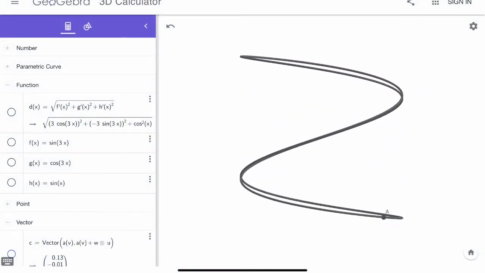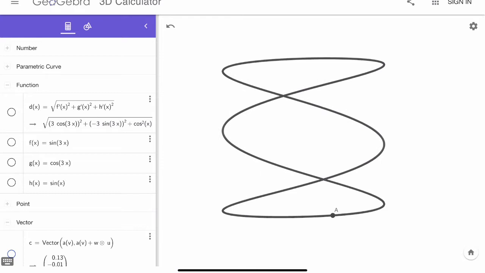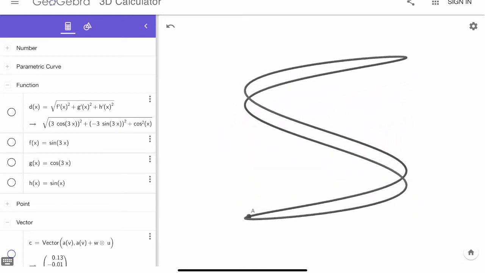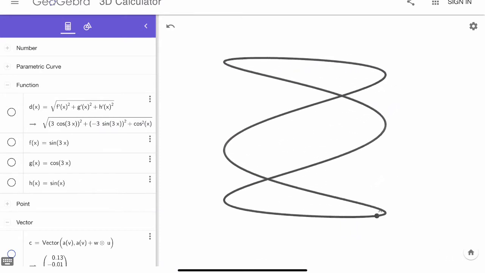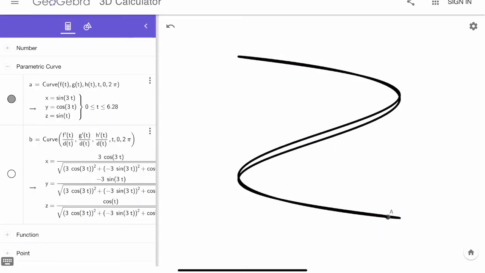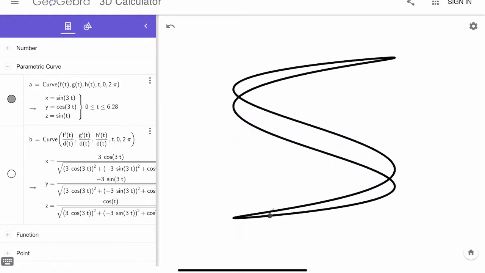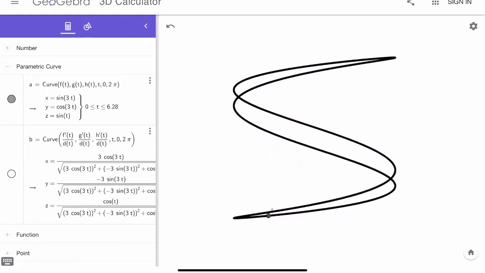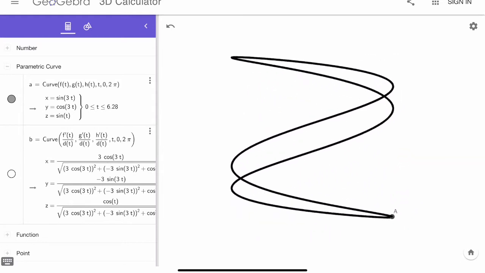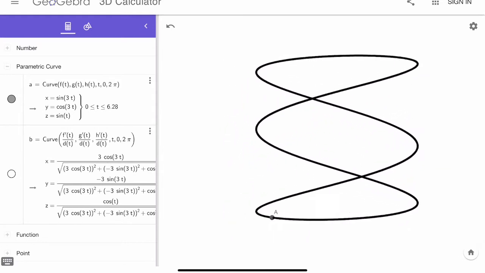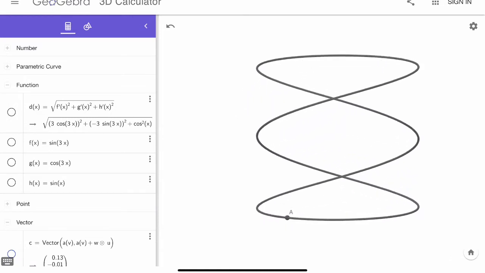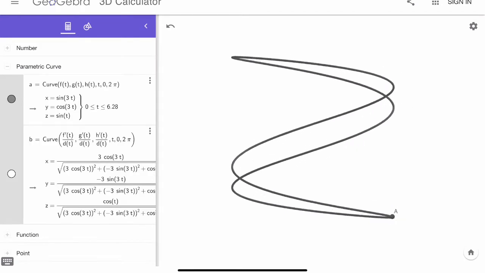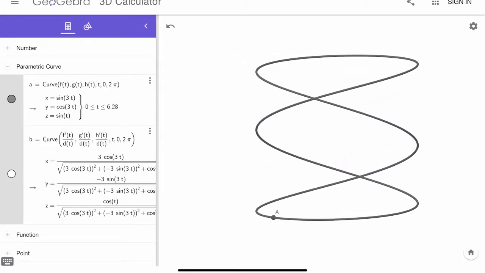Let's say we define a vector valued function with the x component as sine of 3x, the y component as cosine of 3x, and the z component as sine of x. In GeoGebra, we can create a curve based upon this input using the curve function and then putting f of t, g of t, h of t as the equations for the x, y, and z components. We can define d of x as being the magnitude of r prime of t, and then curve B would be our unit tangent vector.